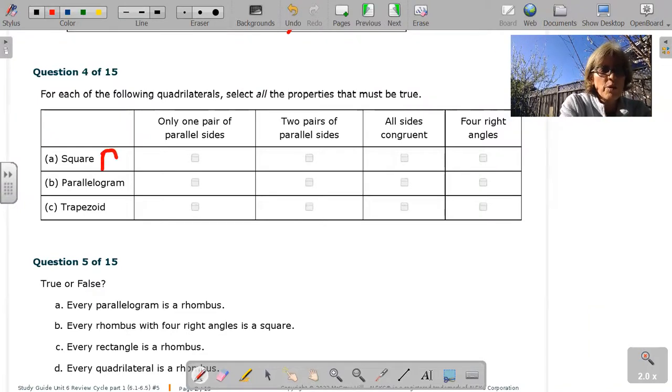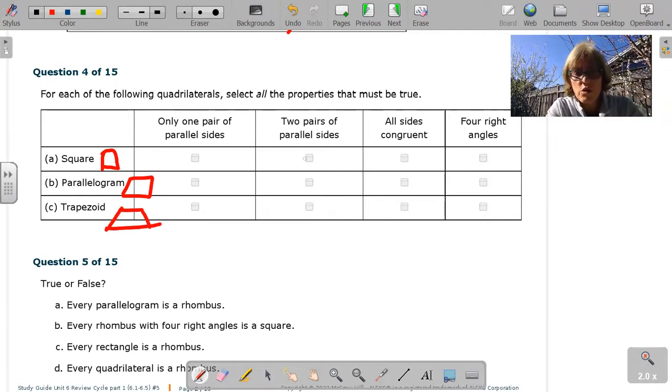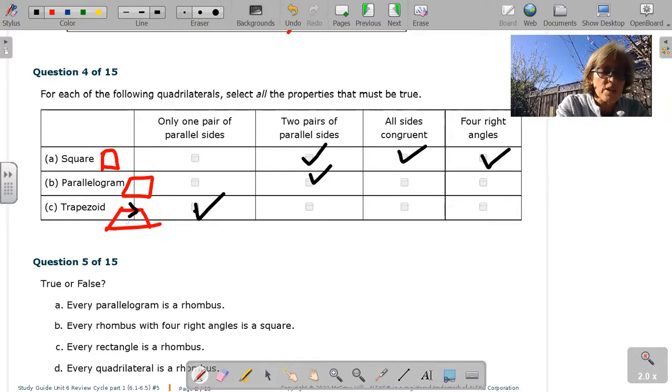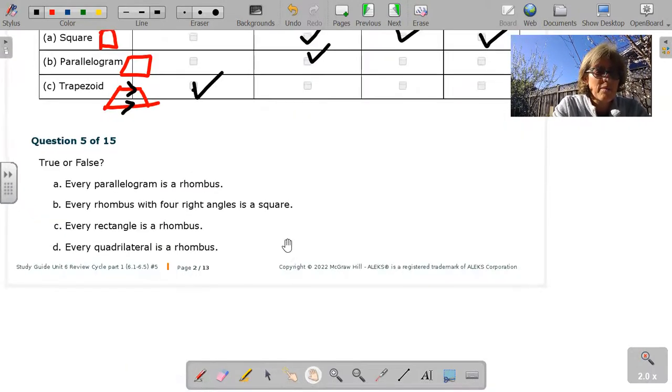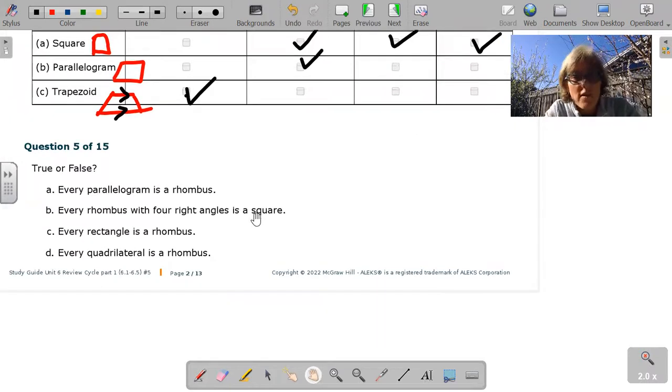Again, draw yourself little pictures: square, parallelogram, trapezoid. A square has 2 pairs of parallel sides, all sides congruent, 4 right angles. A parallelogram only has 2 pairs of parallel sides. A trapezoid has 1 by definition. That's what makes a trap a trap. Question 5, very similar to the previous one. Use the quad family tree.